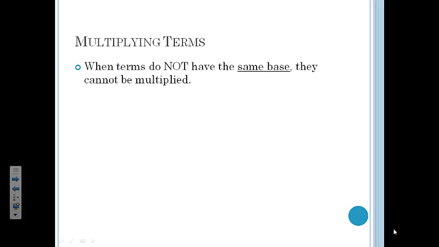When terms do not have the same base, they cannot be multiplied. So for example, x to the 4th times y squared, we can't combine them because they're not the same, right? We have an x and we have a y, so therefore that's a big no-no, they do not go together. So you leave them the way they are.